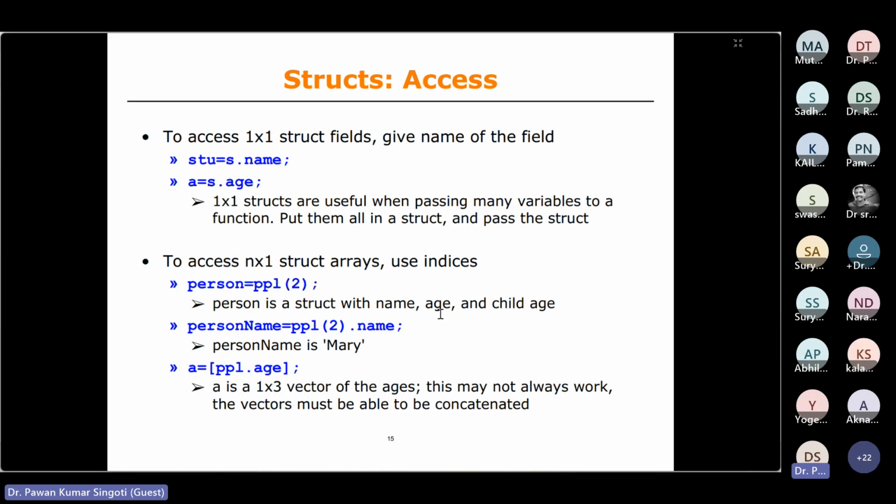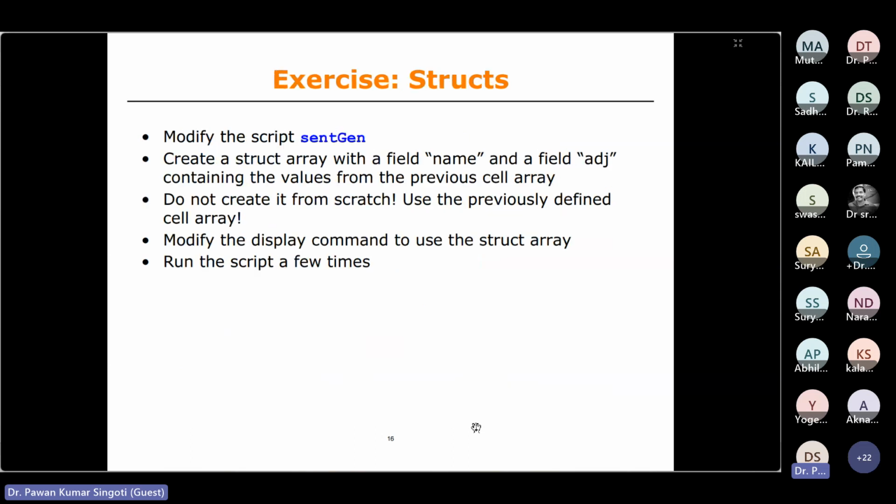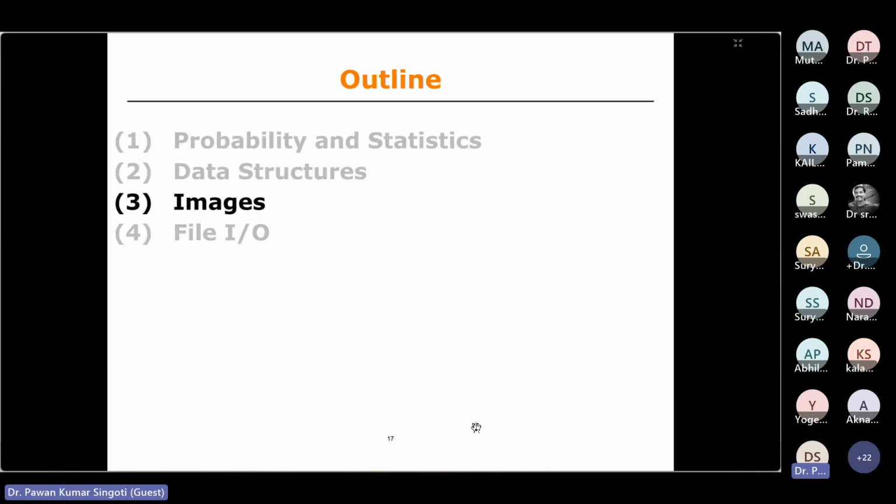Okay. To access an n cross 1 struct, use the indices. Particular indices can be used for name, age, and child age. So a particular name can be used. Okay. These are the basic exercises you can do with the struct.